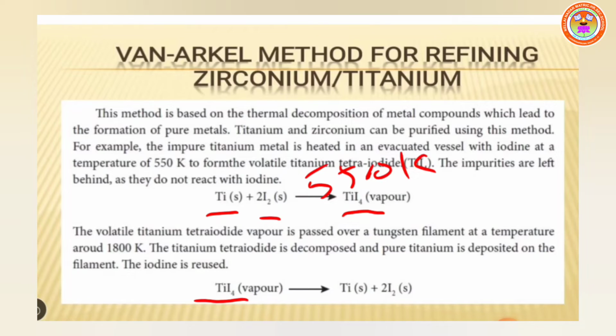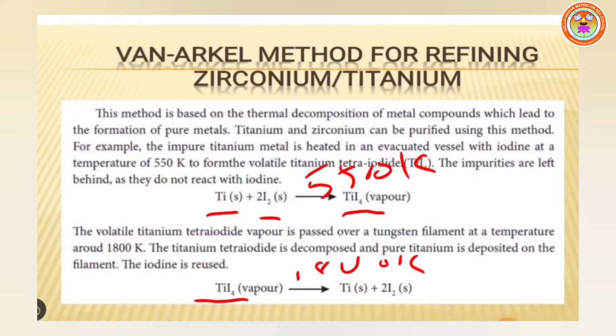So the equation is TiI4, titanium tetraiodide vapor, decomposed at 1800 Kelvin to give pure titanium, Ti, plus I2. So the balanced equation is TiI4 gives Ti plus 2I2. Here the iodine and the titanium metal will be in the solid state, so write s. Then the compound TiI4 will be in the vapor state.